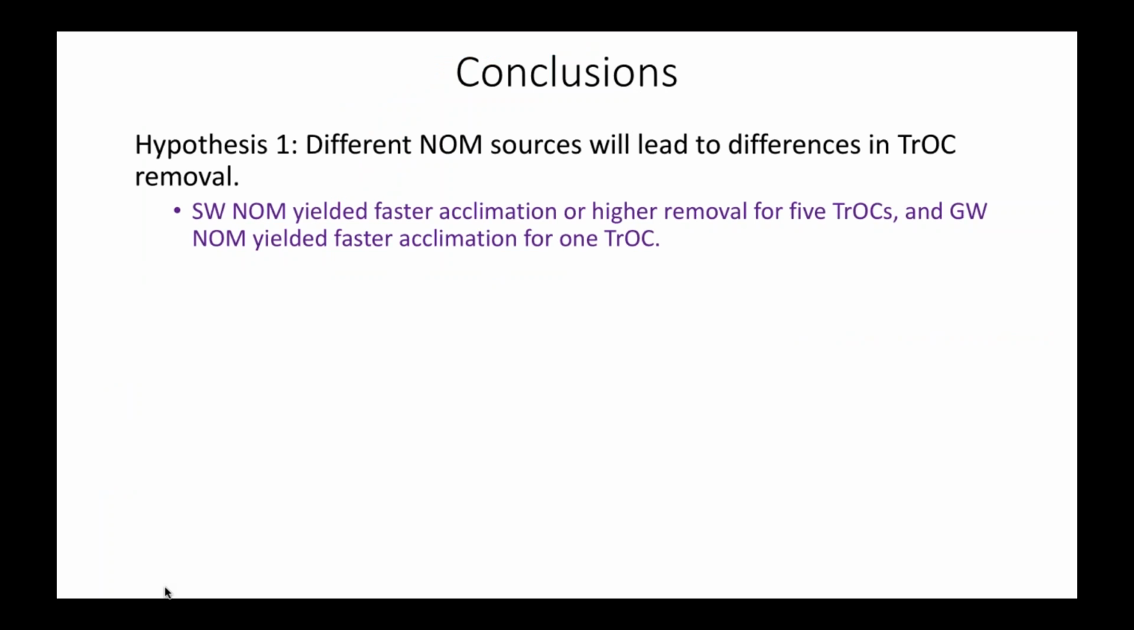So just to summarize the conclusions based on our hypotheses, for our first hypothesis that different NOM sources will lead to differences in trace organics removal, we saw that this was true sometimes. It was true for 6 of the trace organics. Most of the time surface water NOM yielded faster acclimation or higher removal, and in one case, the groundwater NOM yielded a higher removal.